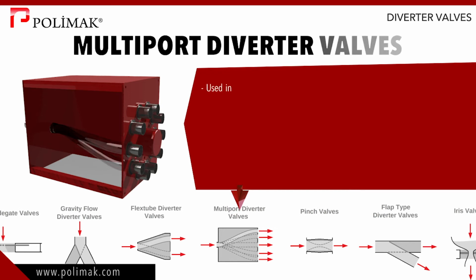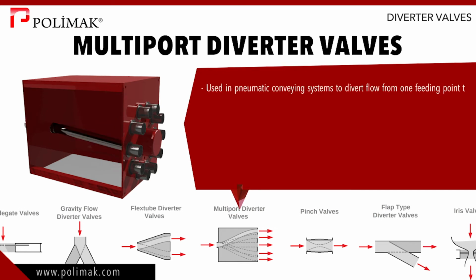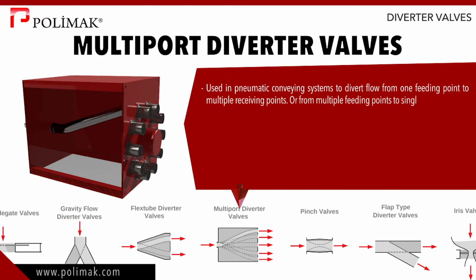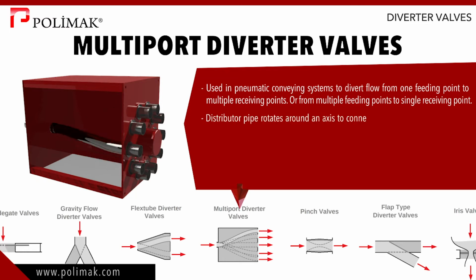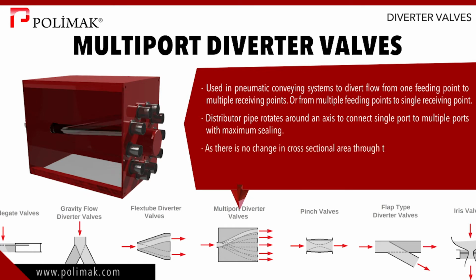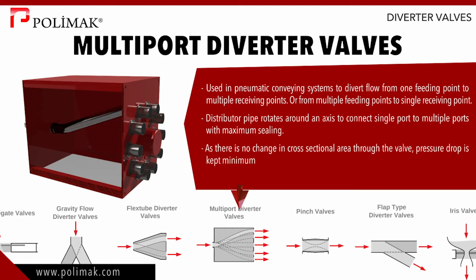Multiport diverter valves are used in pneumatic conveying systems to divert bulk material flow from one feeding point to multiple receiving points, or from multiple feeding points to single receiving point. A distributor pipe rotates around an axis to connect single port to multiple ports with maximum sealing. As there is no change in cross-sectional area through the valve, pressure drop is kept minimum.